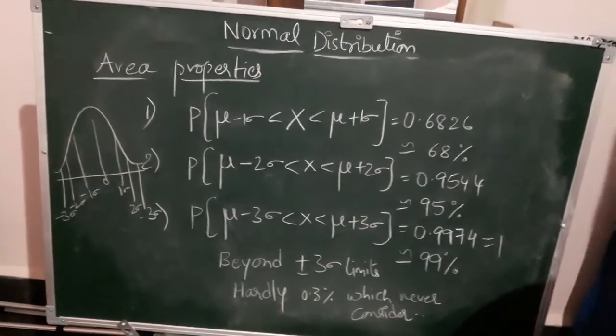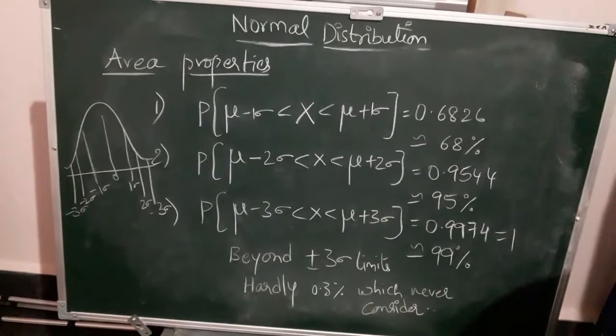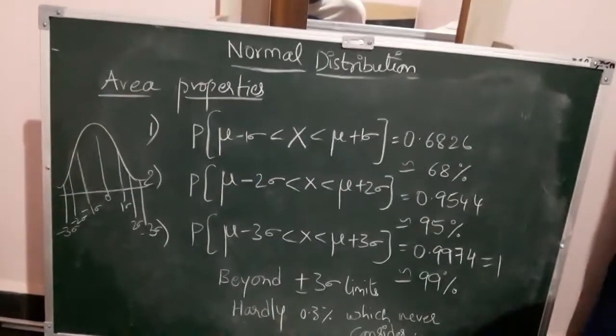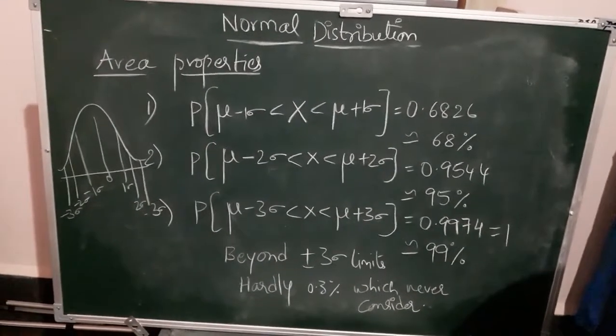So from minus to plus infinity in a normal curve, 0 to infinity the value is 0.5, and 0 to minus infinity the value is 0.5, and from minus to plus infinity, the total area under the curve is 1.